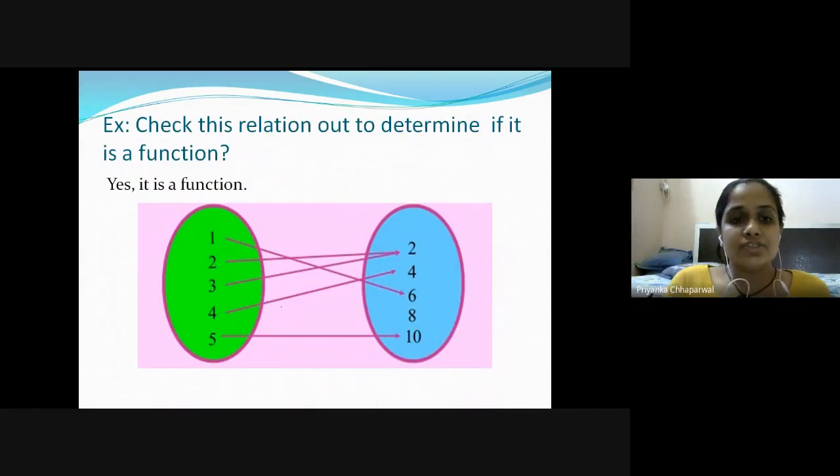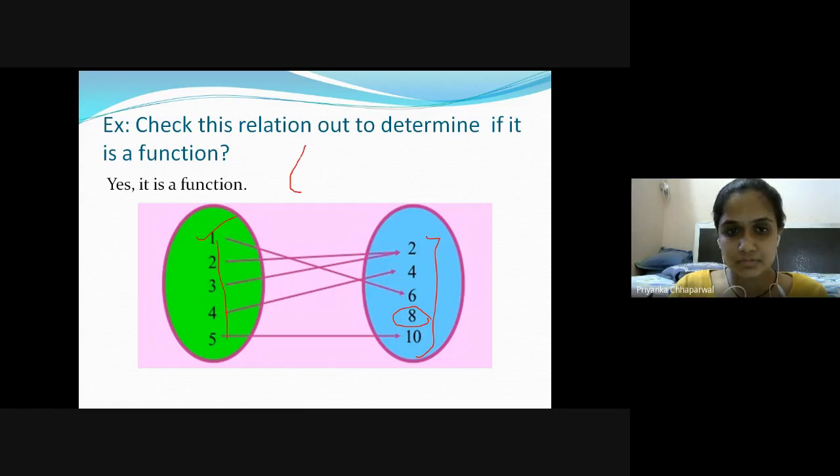Then third, check whether this relation is a function. Yes, it is a function. How? All the values of x are assigned. We have used all the x values, and we see that 1 has image 6, 2 has 2, 3 also has 2, 4 has 4, and 5 has 10. But we have not used the 8. So it is not necessary. The condition is that we have used all the x values, not all the y values. So it is a function.